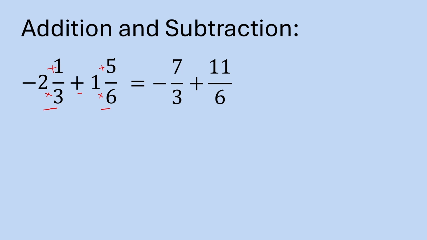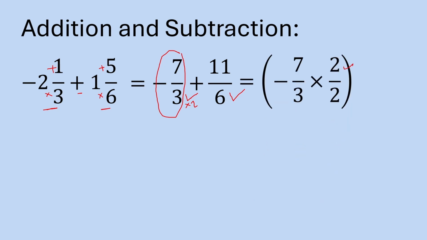Now here we can see denominators are different. So for addition or subtraction, we need same denominator. So we can multiply here 3 with 2. So denominator will be same, 6. So we will multiply this fraction with 2 over 2. So we can write like this, here 2 over 2. Then this value plus 11 divided by 6. So we can write like this.